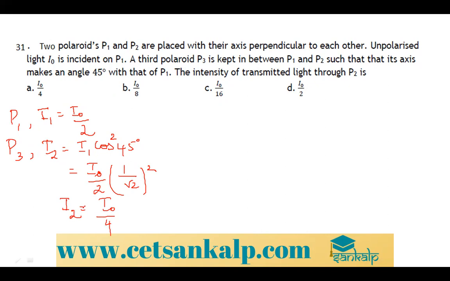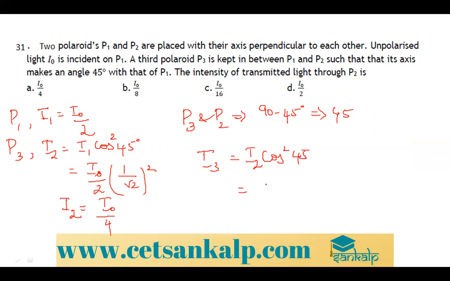Angle between the Polaroids, between P3 and P2, since P3 is now placed. Then 90 minus 45 is equal to 45 only. So I3 is equal to I2 cos square 45. So I0 by 4 into 1 by 2. So I3 is nothing but the intensity through P2, I3 is equal to I0 by 8. So option B.